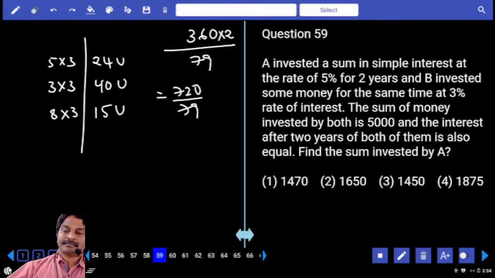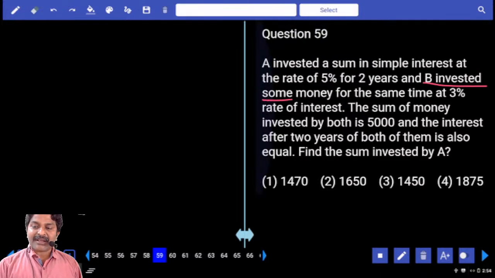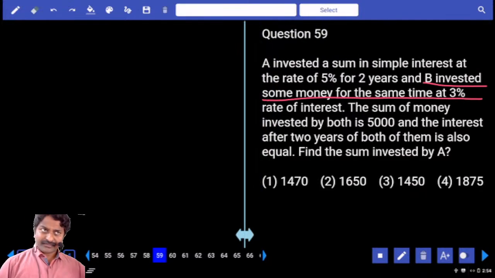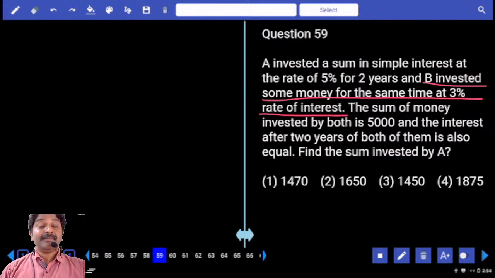Where A invested some in simple interest at the rate of 5% per annum for 2 years. How much interest we will get? B invested some money for the same time, which is 2 years, at 3% rate of interest. What type of interest is that? Simple or compound? Not mentioned. If it is not mentioned by default, simple. So how much interest we will get?